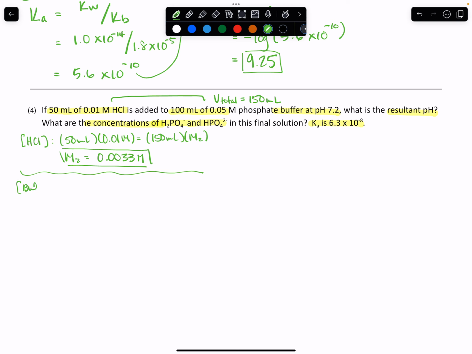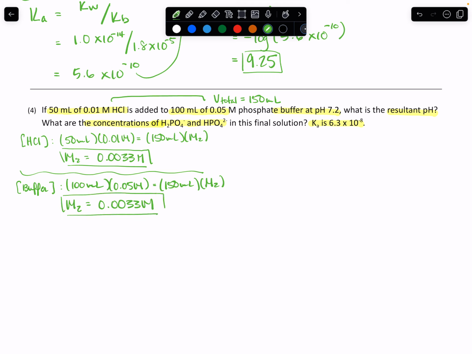Now, all I know is I have a buffer. I don't know much about the amounts within that buffer, but I can determine the concentration after dilution. So I have 100 milliliters times 0.05 molar, and that's going to be equal to 150 milliliters times my unknown molarity. So the molarity of the buffer after dilution is going to be equal to 0.0033 molar. So these are our two concentrations.